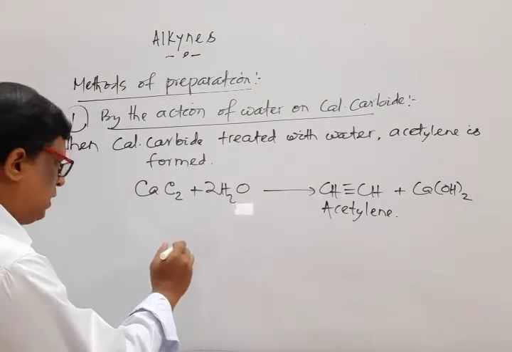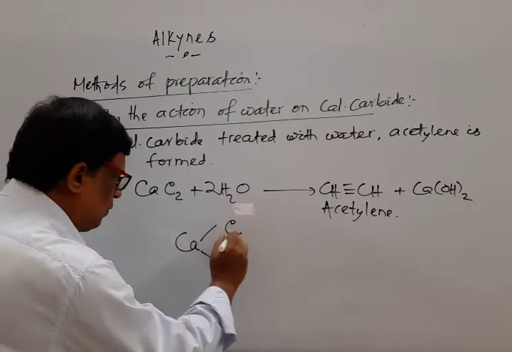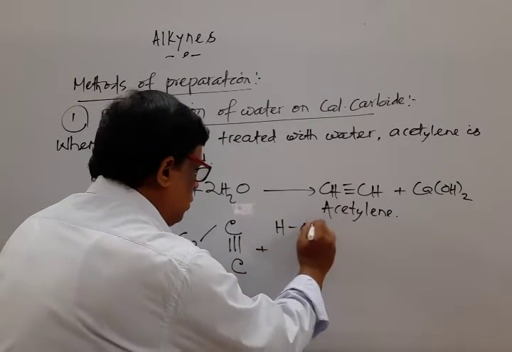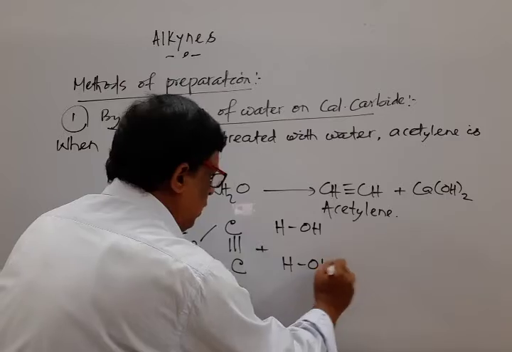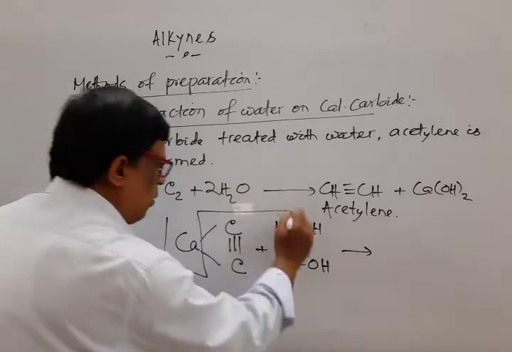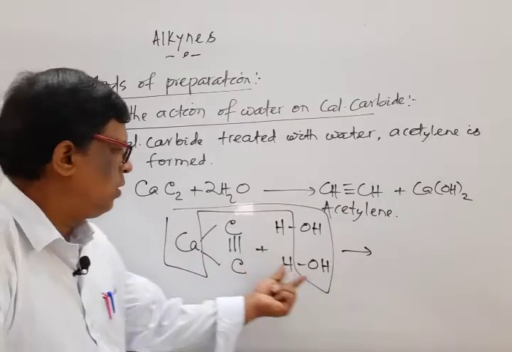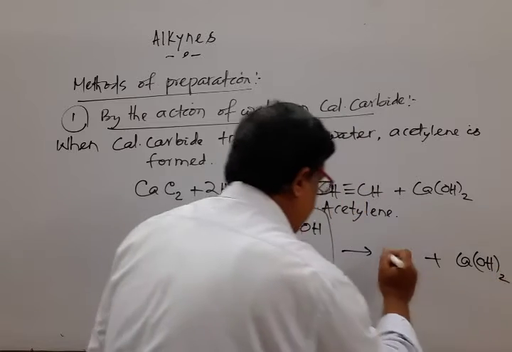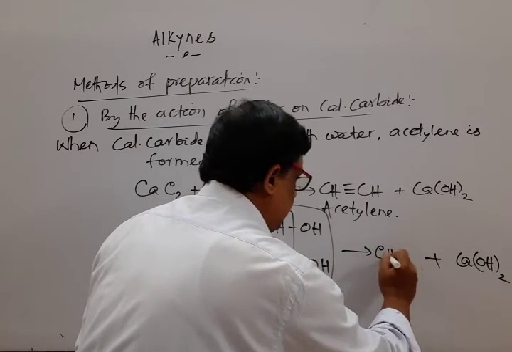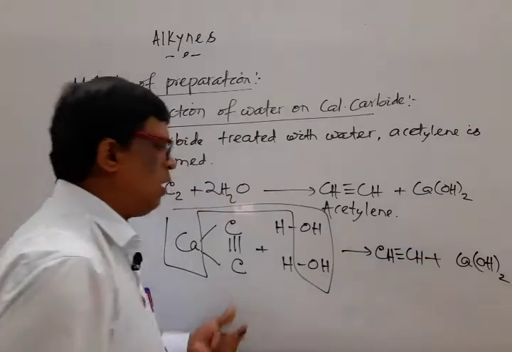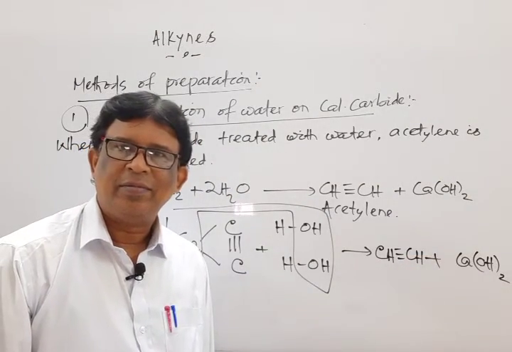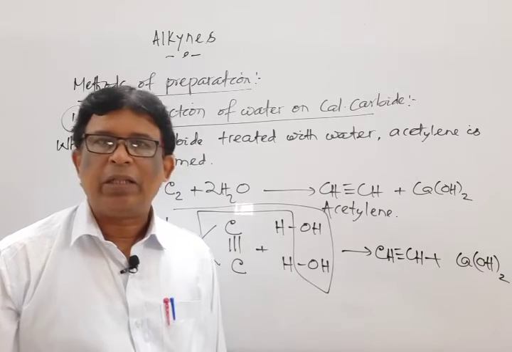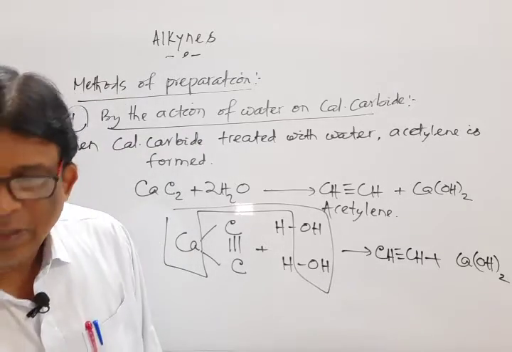Mark that. For simplicity, I write it, the formula for CaC2, calcium carbide. Here is HOH, 2 molecules of water, HOH. Mark that. The byproduct, what is the byproduct? Calcium hydroxide. Then the main product is CH triple bond CH, known as acetylene.